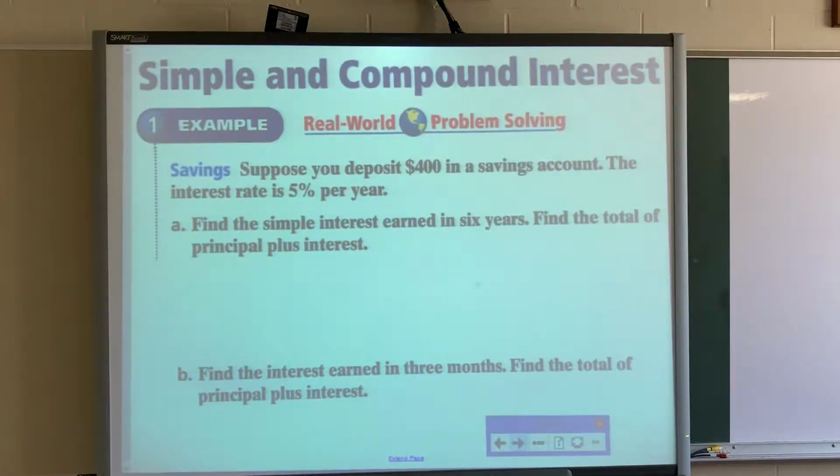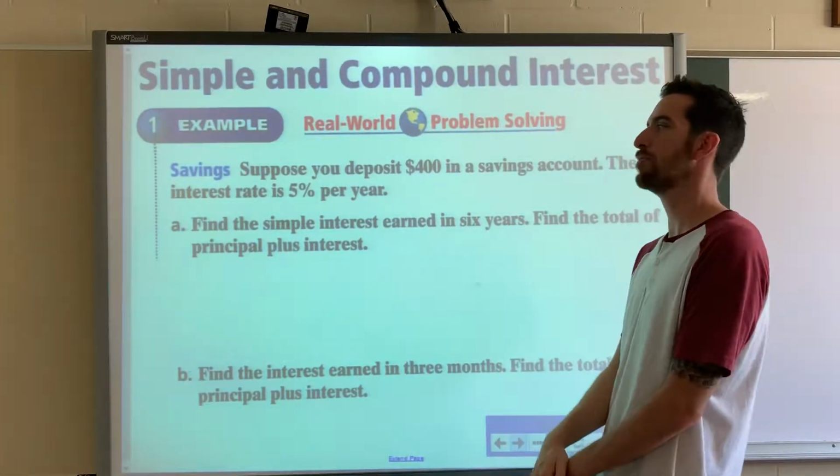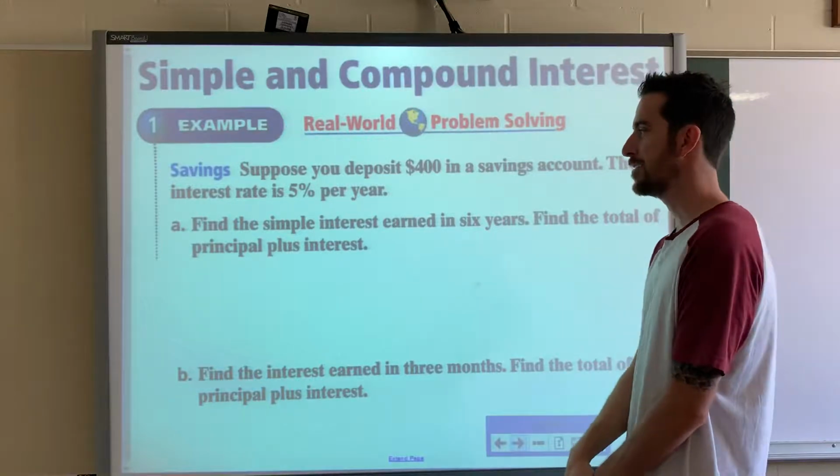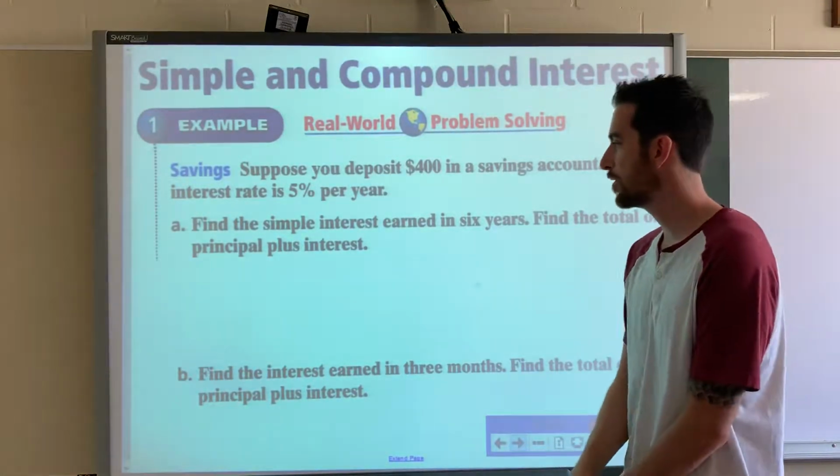Simple and compound interest, huh? Suppose you deposit $400 in a savings account. The interest rate is 5% per year. Find the simple interest earned in 6 years. Find the total of the principal plus interest.